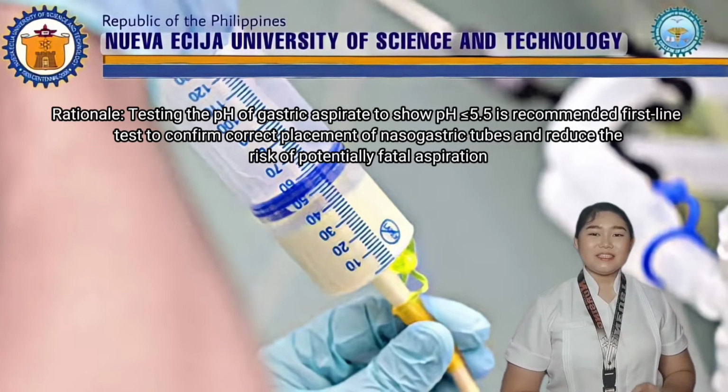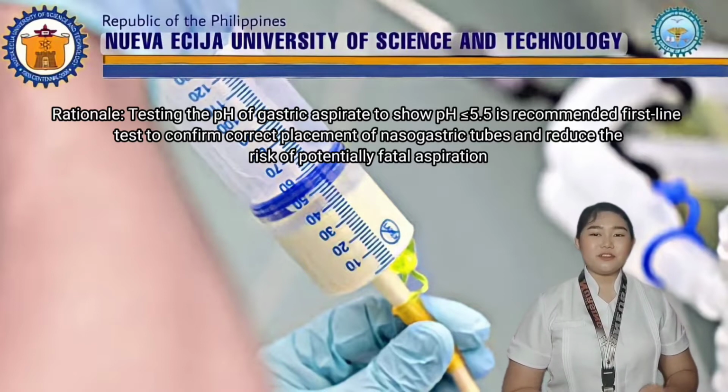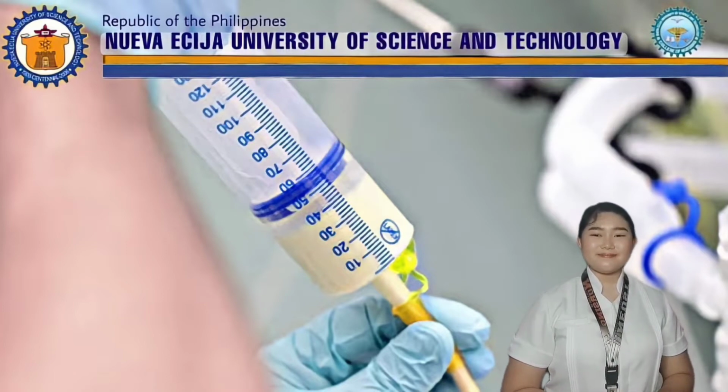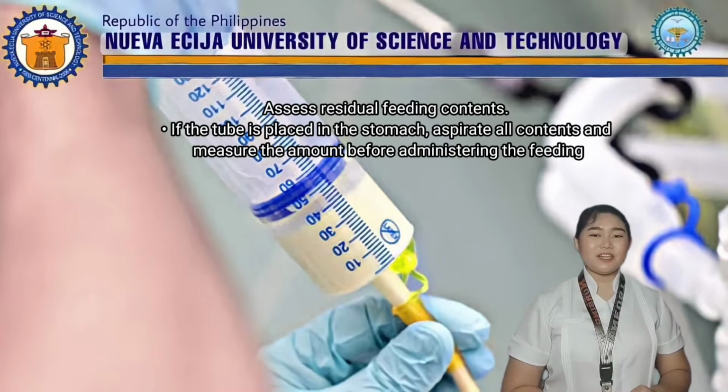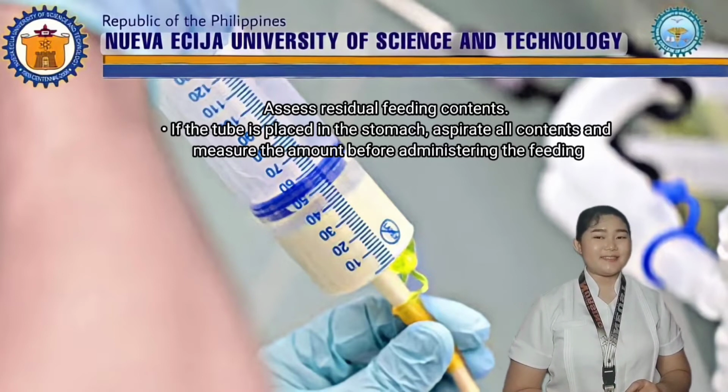Rationale, testing the pH of gastric aspirate to show pH less than or equal to 5.5 is the recommended first-line test to confirm correct placement of nasogastric tubes and reduce the risk of potentially fatal aspiration. Assess residual feeding contents. If the tube is placed in the stomach, aspirate all contents and measure the amount before administering the feeding.